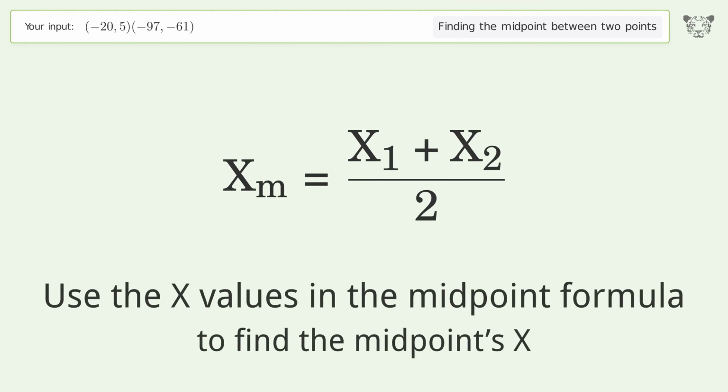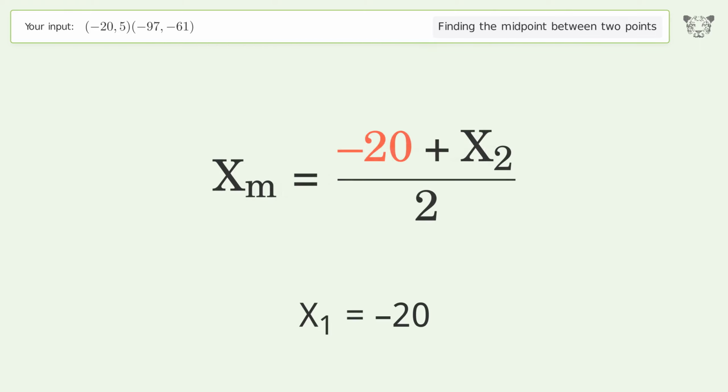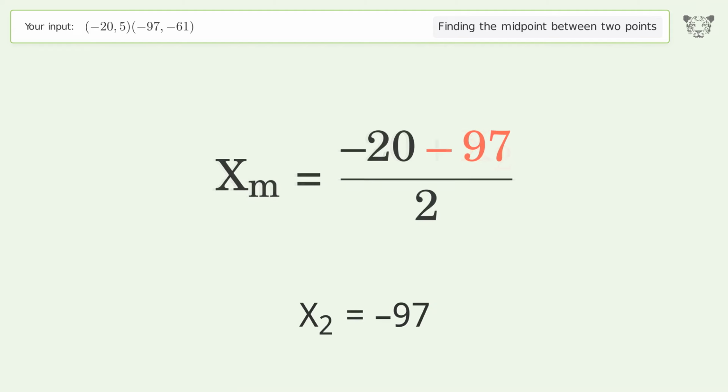Use the x values in the midpoint formula to find the midpoint's x. x1 equals negative 20. x2 equals negative 97. Simplify the arithmetic.